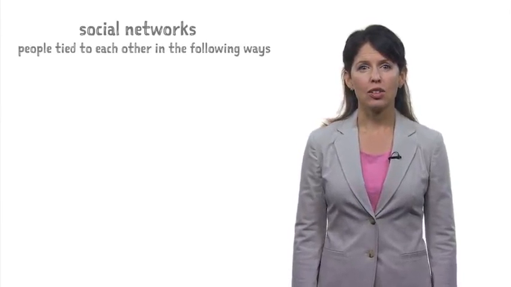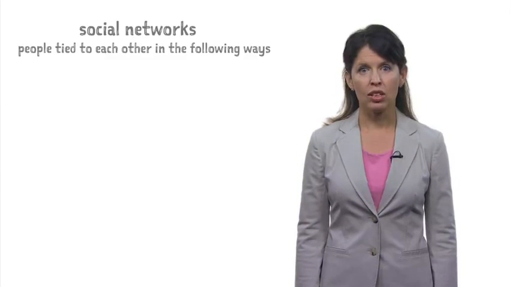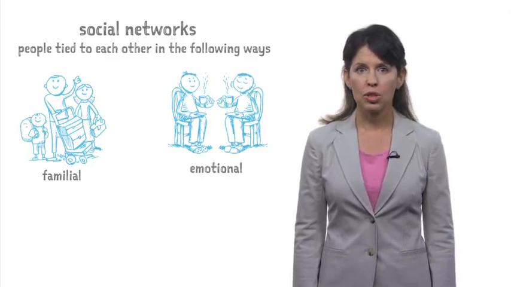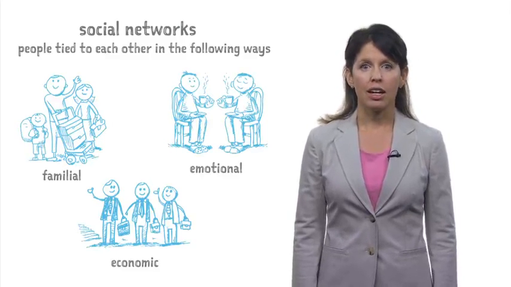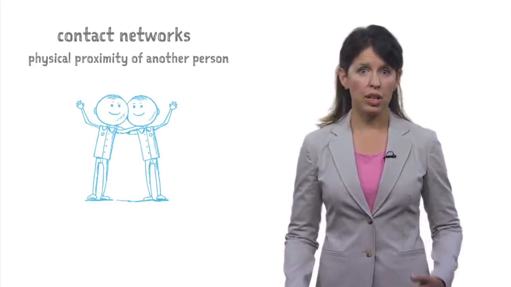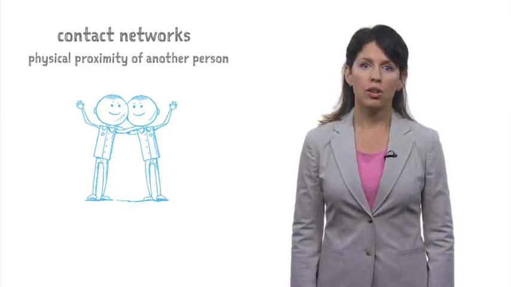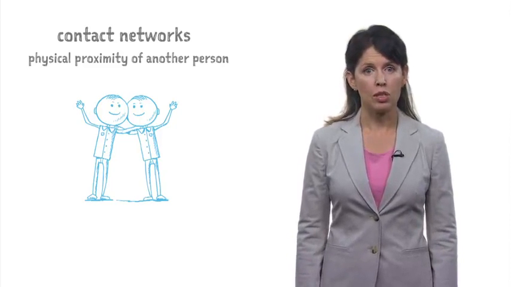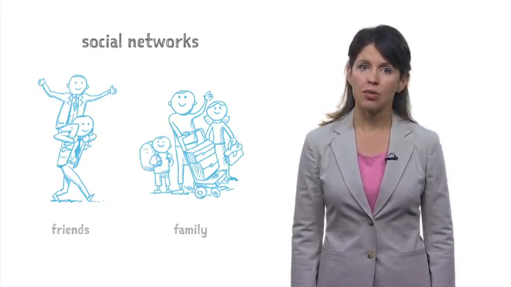Let's start with the positives. A popular finding for the past decade has been the robust, powerful, positive influence of social networks on health. Let's quickly review what a social network is. Social networks are people tied to each other, such as through familial, emotional, or economic ties. As discussed in other videos, contact networks, being in physical proximity of another person, can also have strong influences on disease transmission. Here, we're discussing social networks, like friends and family.